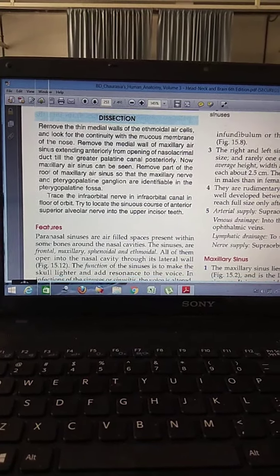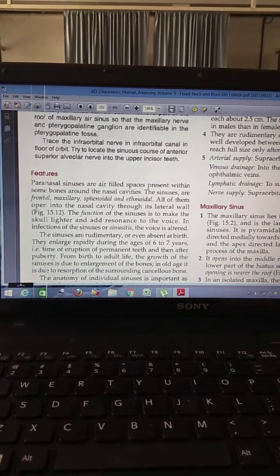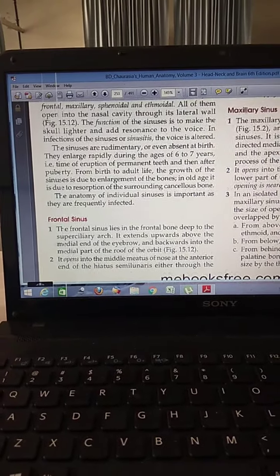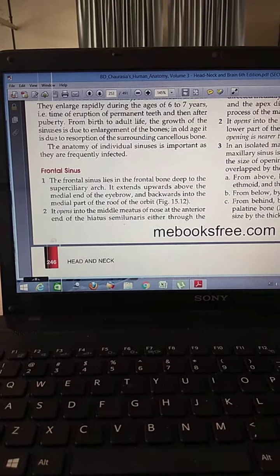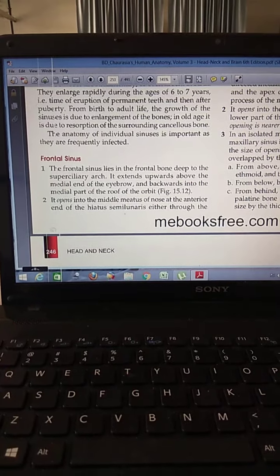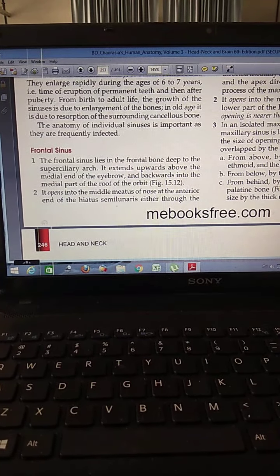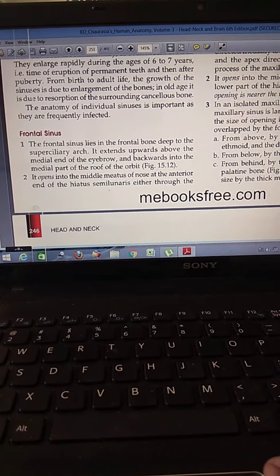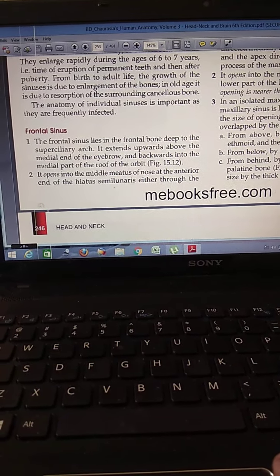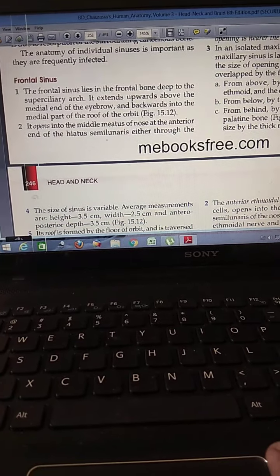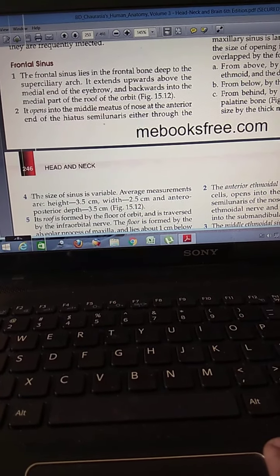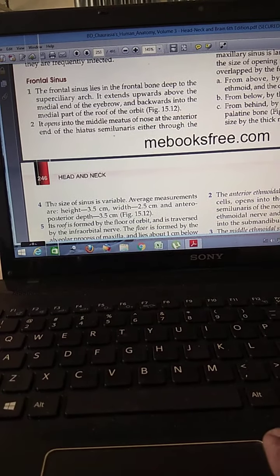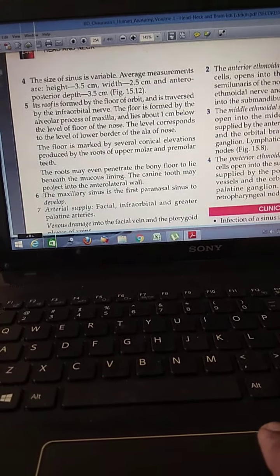Now the maxillary sinus. The maxillary sinus lies in the body of the maxilla and is the largest of the paranasal sinuses. It opens into the middle meatus of the nose in the lower part of the hiatus semilunaris. In the isolated maxilla, the opening of the maxillary sinus is large, bounded above by the uncinate process and below by the inferior nasal concha.